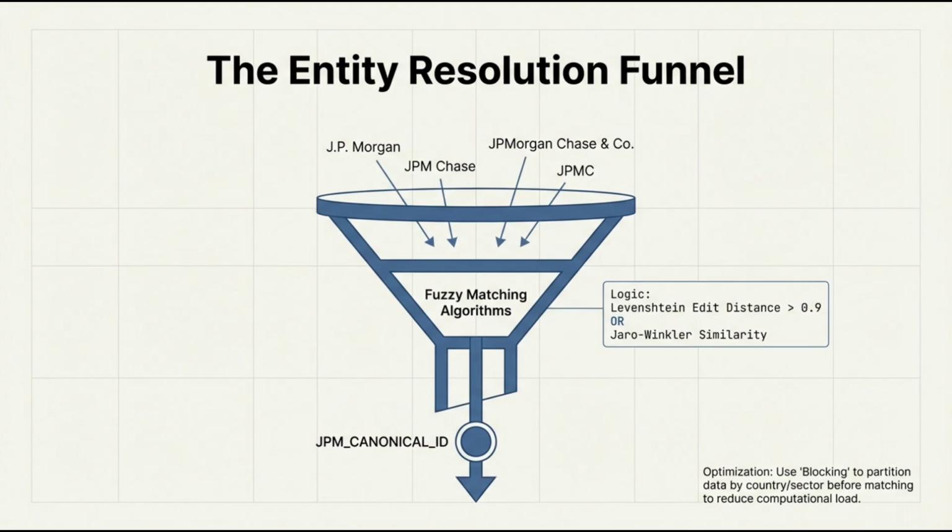strings are. The note about blocking is also important. Blocking means grouping likely matches first, for example by country or sector, so that we do not compare every name to every other name and overload computation. The key idea is simple. Before building the graph, we must be sure that one real institution corresponds to one node and not 5 slightly different spellings.